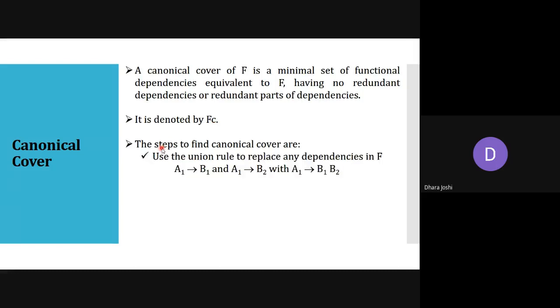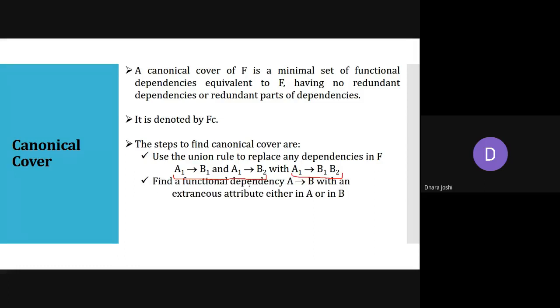The steps to identify the canonical cover: the first one, if we have these two rules, A1 determines B1 and A1 determines B2, then in place of these two rules, we can write A1 determines B1, B2. Both have the same meaning. So instead of writing these two functional dependencies, we can just replace them with this.